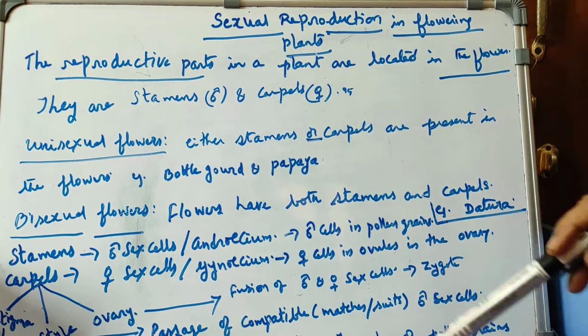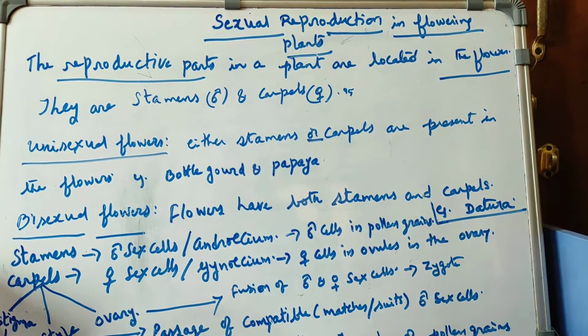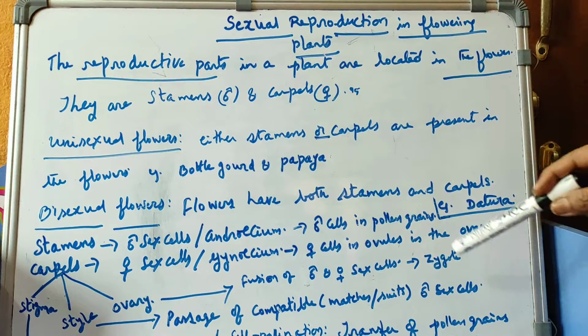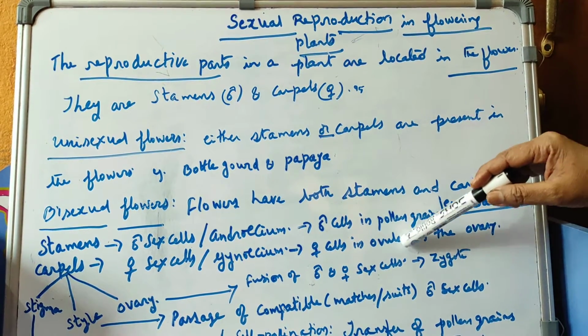in pollen grains are present. These male cells are present in the pollen grains. Pollen you can see in the flower, that is a yellow colored powdery substance, and then gynoecium, this is present in the ovules in the ovary. So ovary you can see, and inside the ovary, ovules.